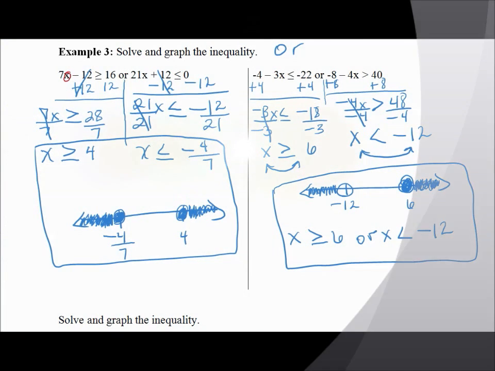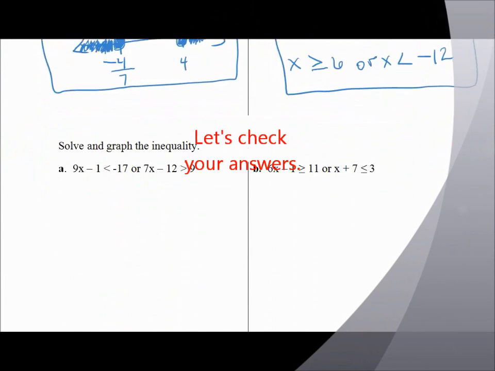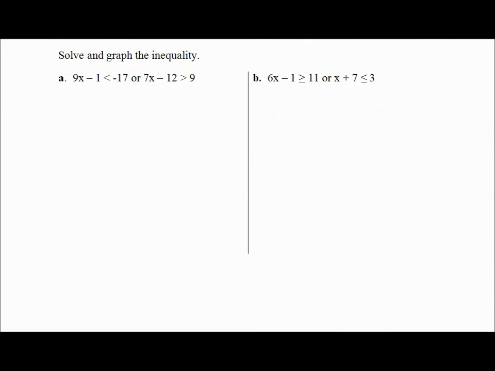Alright, once again, if you've restarted the video, you're ready to check your answers. So let's check out these last two on example 3. We're still solving and graphing inequalities, and we're still working with the OR inequalities. These were fairly simple. The first one I have 9x minus 1 less than negative 17, and the other one I have 7x minus 12 greater than 9. So you just solve them both and graph them on the same number line.